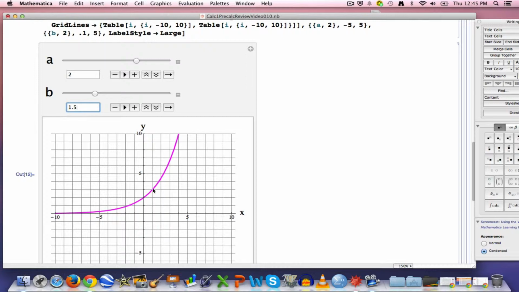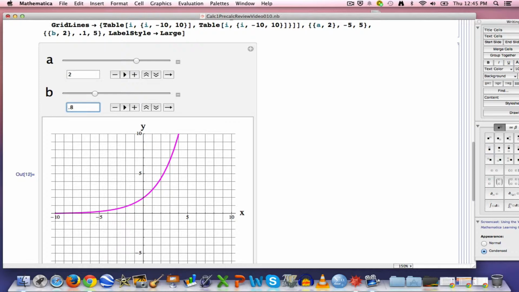If I increase x again by 1 unit from 1 to 2, y goes up again by 50%. 50% of 3 is 1.5. 1.5 plus 3 is 4.5. One more. If x increases from 2 to 3, y increases by 50%. 50% of 4.5 is 2.25. 2.25 plus 4.5 is 6.75. So that's what happens when b is 1.5. It's 50% growth for each unit increase of x.